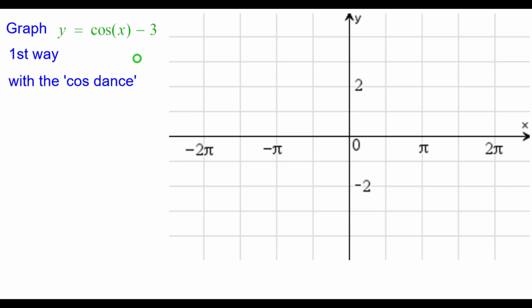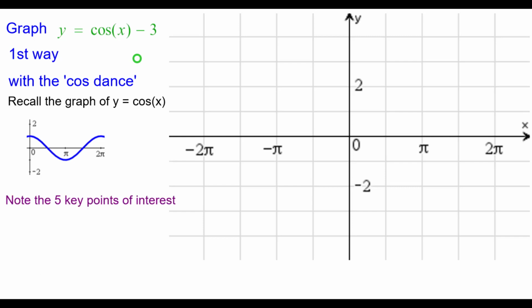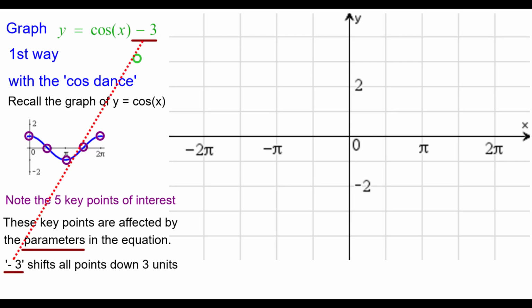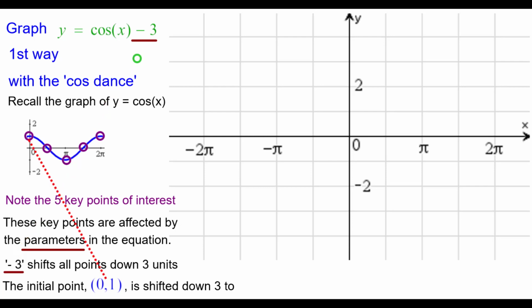The first way is with the cosine dance. Recall the graph of one period or wave of the cosine function. Notice the 5 key points of interest. These key points are affected by the parameters in the equation, and in this equation we only have one parameter, and it affects the y-coordinates. The minus 3 shifts all points down 3 units. So the initial point normally on the cosine function is going to be shifted down 3 to 0, negative 2.